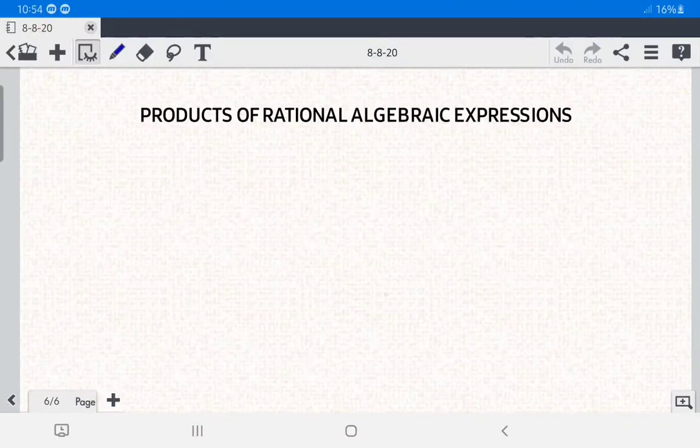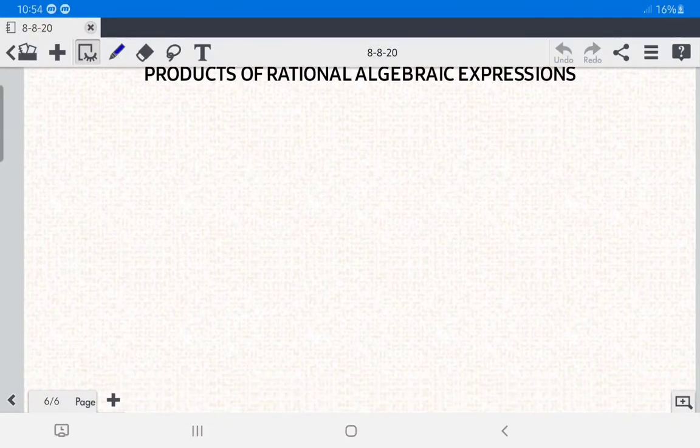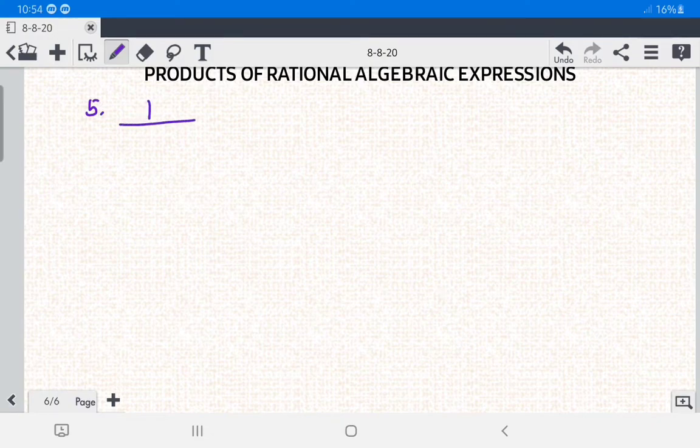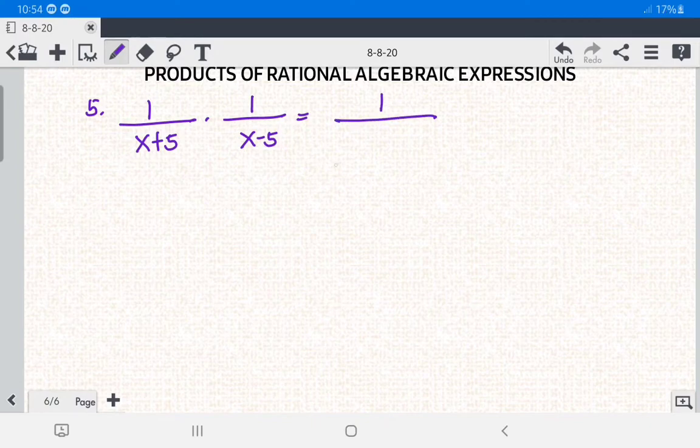Next, for number 5. Let's say we have 1 over x plus 5 and then 1 over x minus 5. Okay, so what you are going to do is you will just multiply the numerators and then the denominator. So we have 1 times 1, so that is 1. And then for the denominator, x plus 5 and then x minus 5.